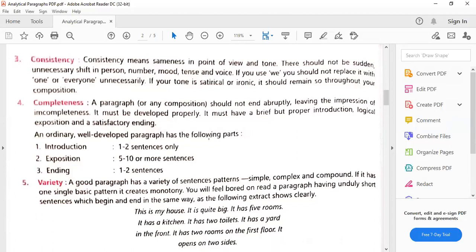An ordinary, well-developed paragraph has the following parts. First, introduction in 1 or 2 sentences only.